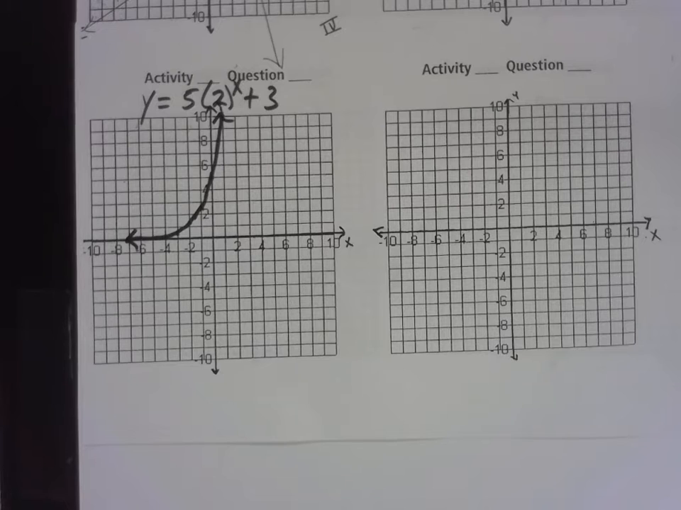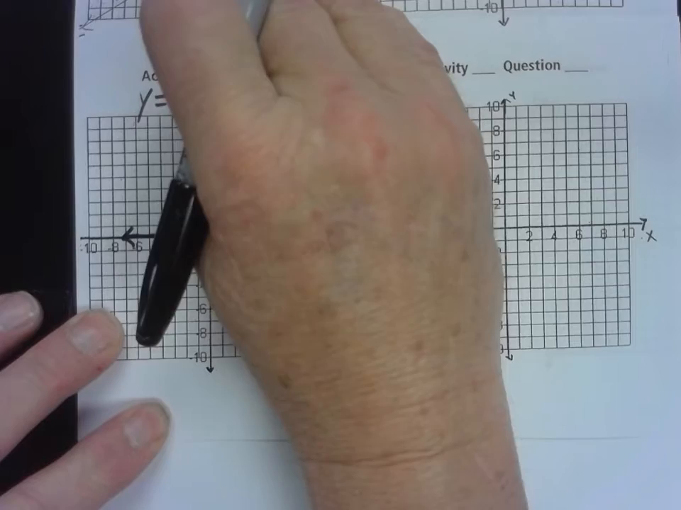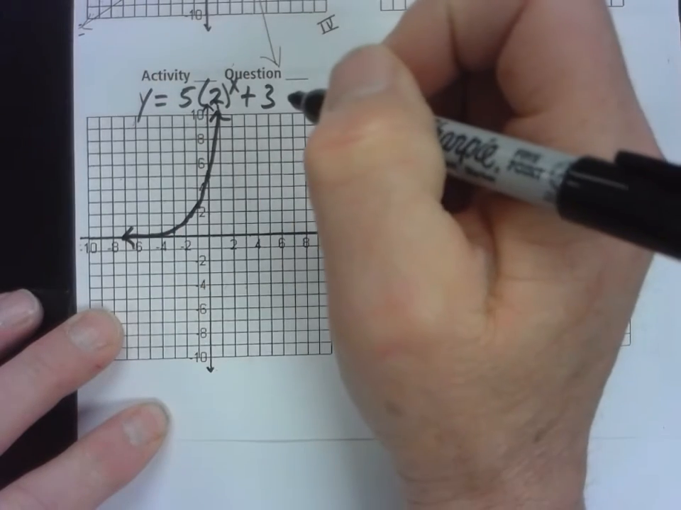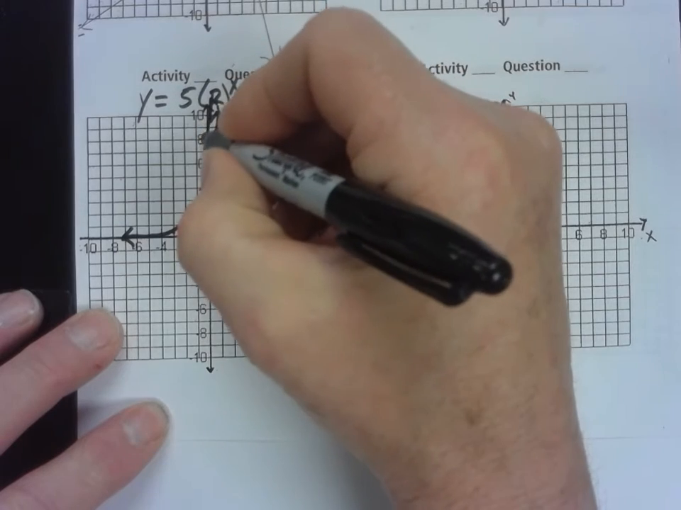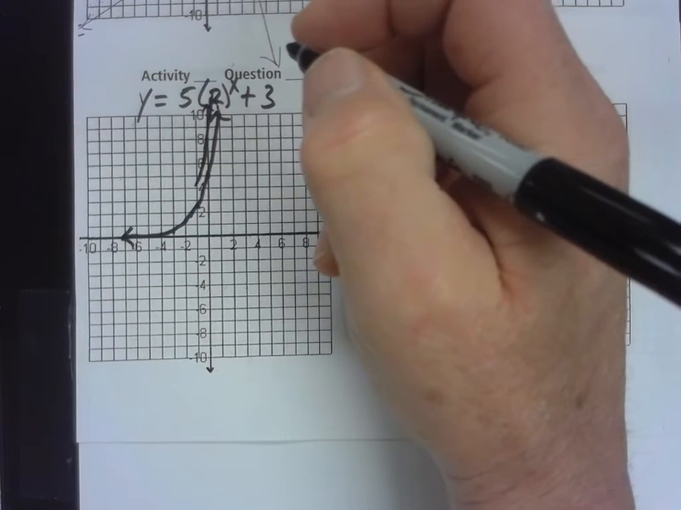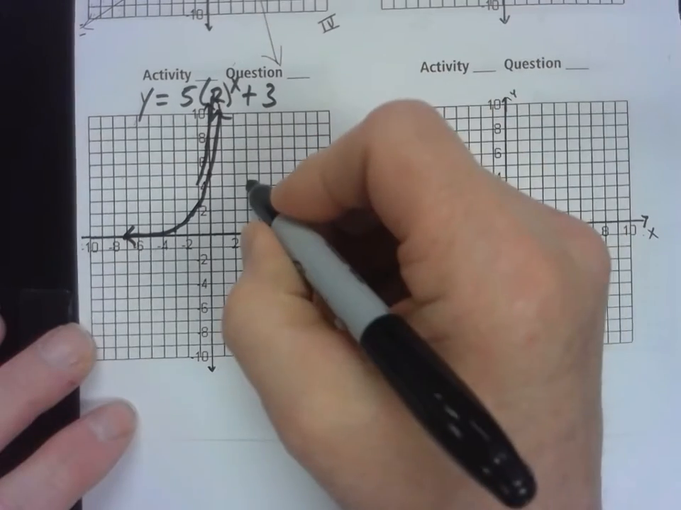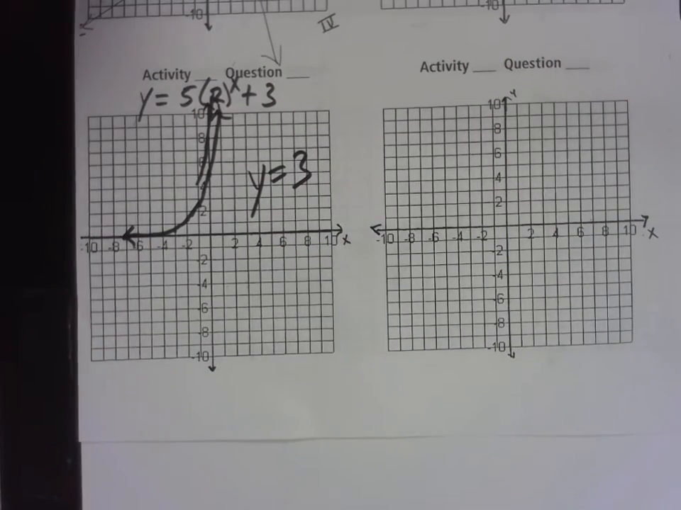So what's going to happen when I go plus 3? Now this is literally going to slide up how many? 3. Is it going to keep the same shape? Yeah, it is. So instead of hitting 5, it's just going to hit 8, but it's going to keep that same exact shape. So what's going to happen to our asymptote though? And what's it going to be? Y equals 3. Y equals 3.